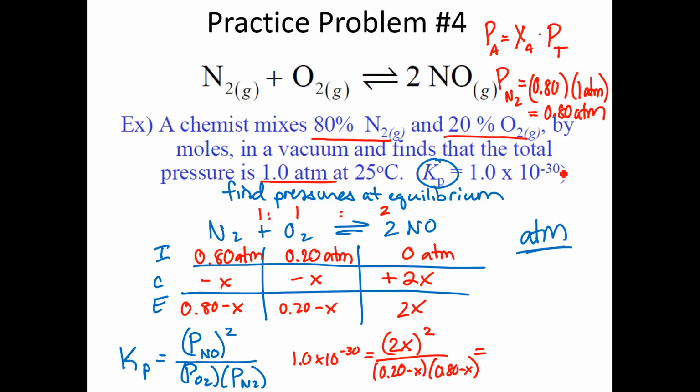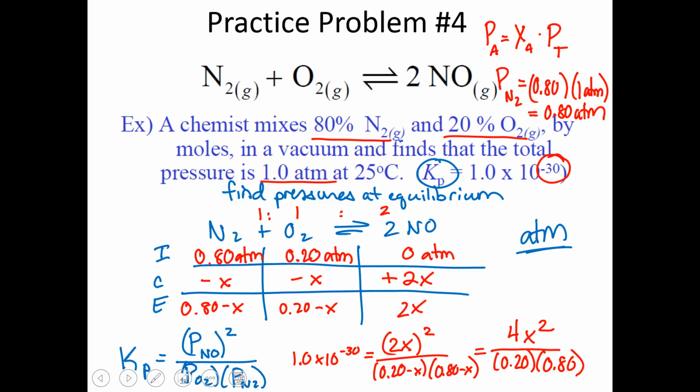But remember, check this out, our K value is really small, 10 to the negative 30th. It is much smaller than our initial pressures, so we can use our simplification. 0.2 minus X is just 0.2, because that change in X is so small compared to the 0.2. 0.8 minus X is just 0.8. So I'm making that simplification. On the top, it's 2X squared, so don't forget to square the 2 and the X. Okay, so it looks like that. And then we are going to solve for X.